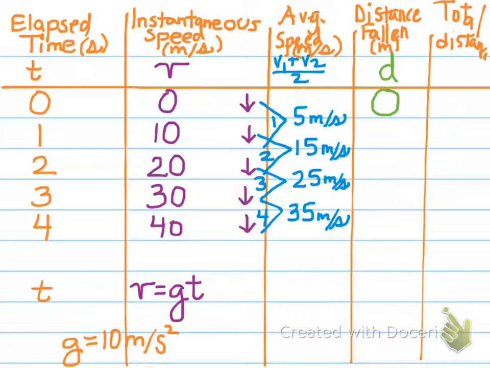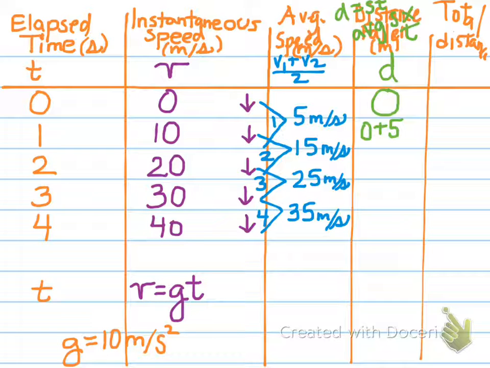Now, here's how we're going to get this distance fallen. We're going to take our average speed and multiply it by the time, because remember, distance equals speed times time. So my average speed during the first second of fall is 5 meters per second, and I do it for 1 second. So my distance that I've fallen is the 0 that I started with plus 5.